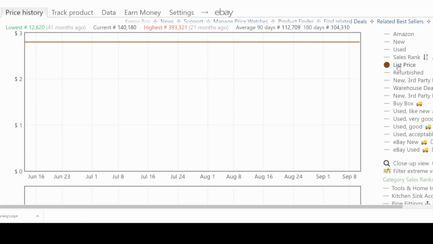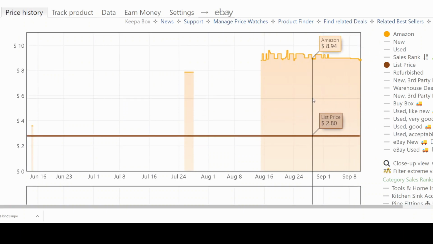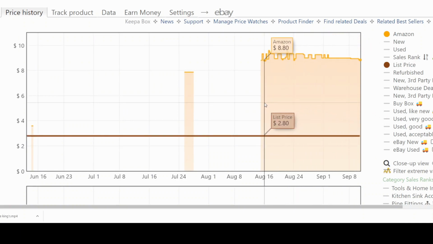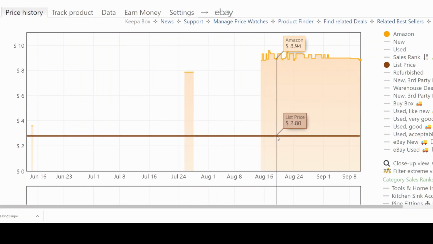All right, next we have list price. List price is the suggested retail price as provided by the manufacturer or supplier or by the seller themselves. When you create a listing, you can put a list price. And this list price really means nothing. As you can see here, the list price in this 3-month period is $2.80. But if you click on the Amazon button, you can see that Amazon is selling it for $8.99, $9 something, $7.86 here. So this list price doesn't really mean anything to you.